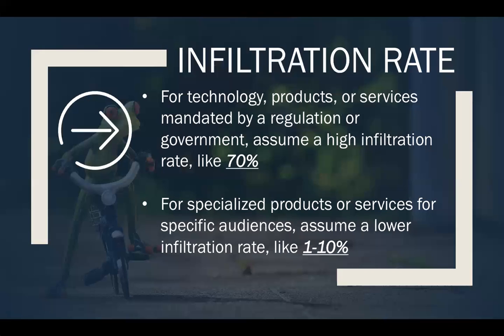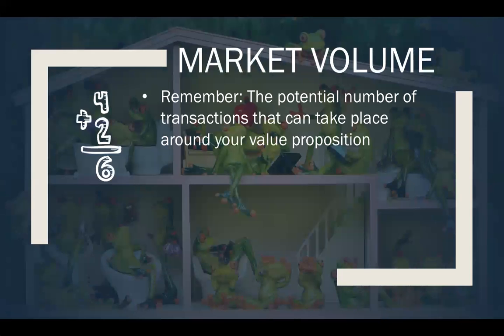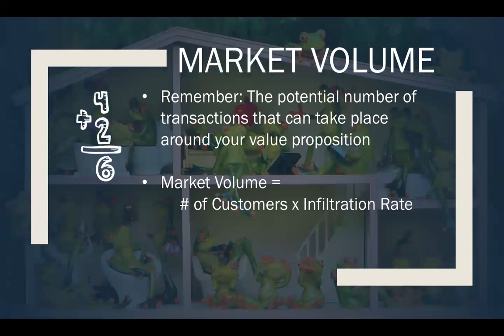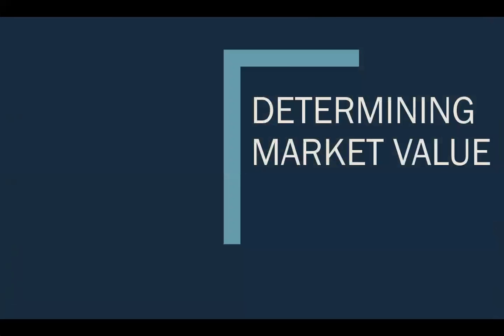it applies in practice. So moving on to market volume, remember this is the potential number of transactions that can take place around your value proposition. And the market volume is calculated by doing the number of customers that we found multiplied by that infiltration rate. Just for example, let's say we have 5 million potential ideal customers. We can only reach 2% of them because it's very specialized or we have a very targeted idea of how we're going to get them. And we only can reach about 100,000 of the 5 million. Hold that number in your back pocket. We'll come back to it in a second.